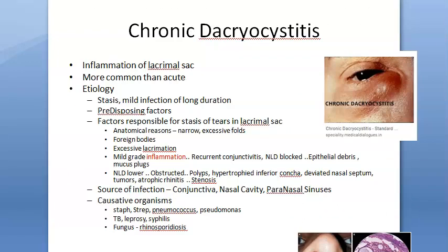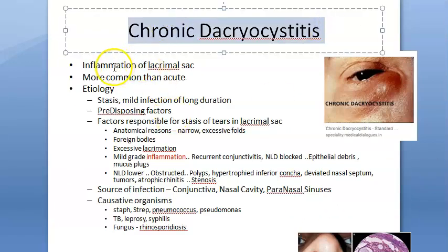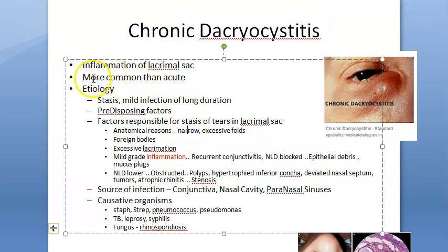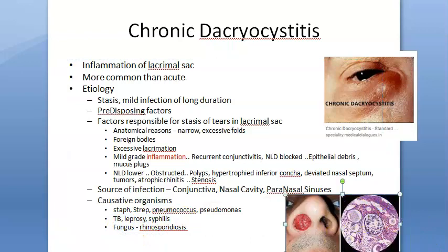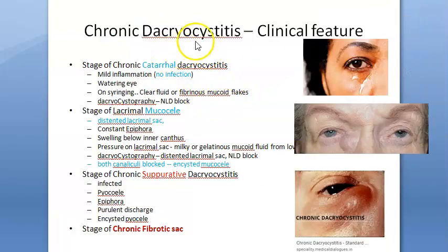Then what else is important? Chronic dacryocystitis, inflammation of the lacrimal sac, more common than acute. This is actually more common than acute. Mild grade inflammation, that is why chronically they are sustaining it. What are the causes? Staph, strep, pneumococcus, pseudomonas, TB, leprosy, syphilis. Chronic means you will blame all these. Fungus, rhinosporidiosis like this one here. So that can cause chronic dacryocystitis.